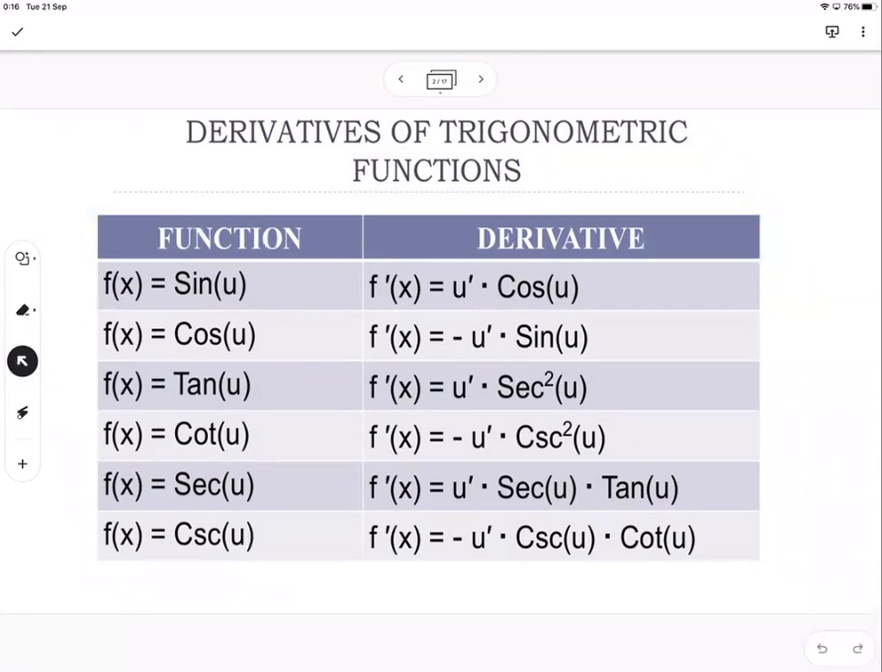Remember that you don't have to memorize these rules. They are given in the set of formulas that we're going to give you in the exam. So you don't have to memorize them, okay?